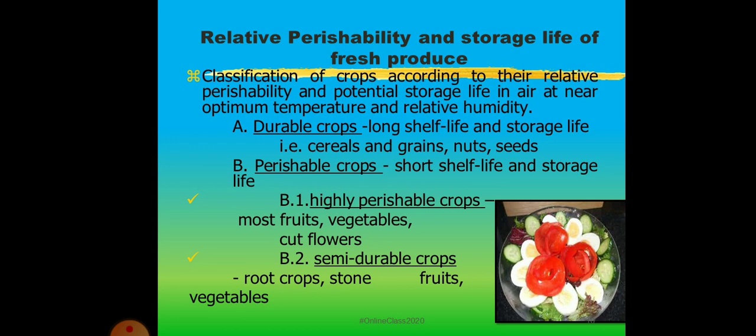For semi-durable crops, this includes the root crops, the stone fruits like mango, and some vegetables that could withstand for at least 2 to 4 weeks.